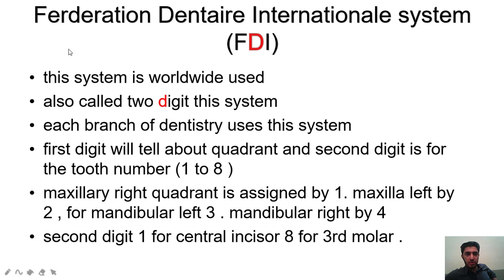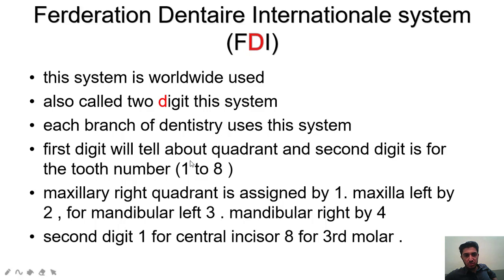And now we will come to the Federation Dentaire International system, FDI. It is used worldwide and is the most commonly used. It is also called the 2-digit system. FDI, you can remember it by the two-digit system. So 2 digits are used in the FDI system. It is used in each branch of dentistry.